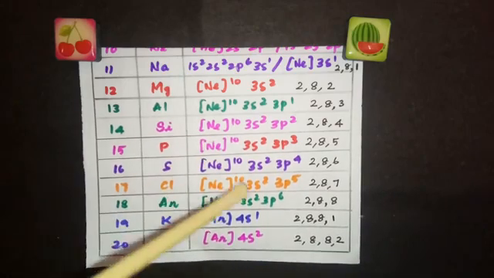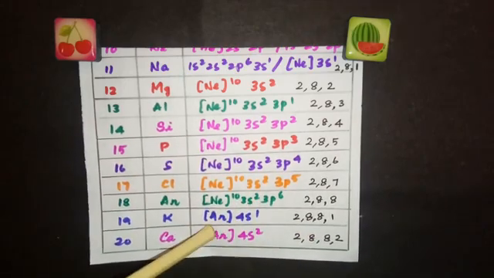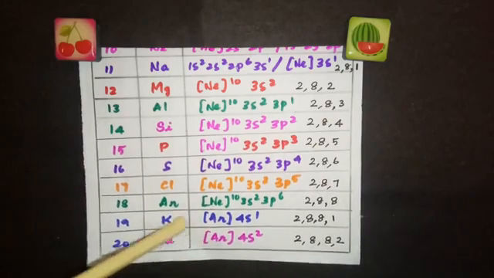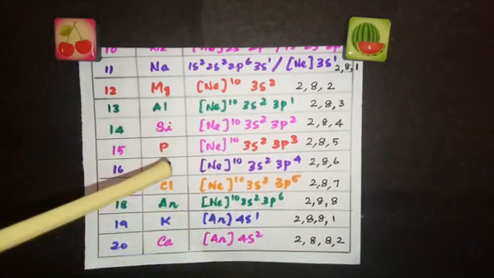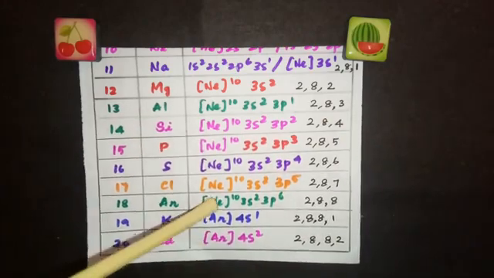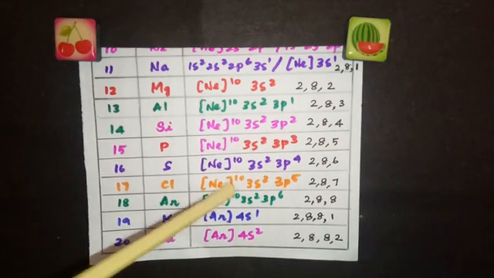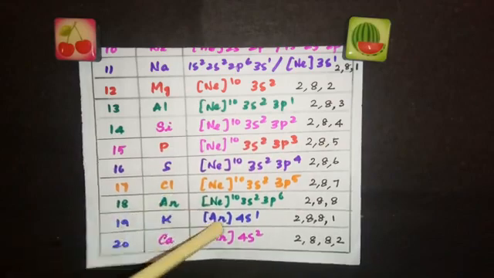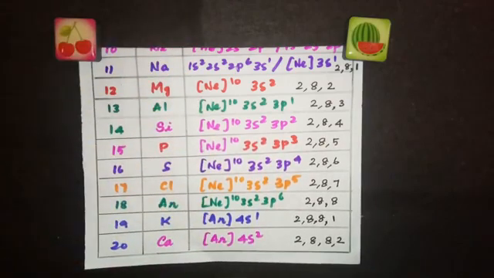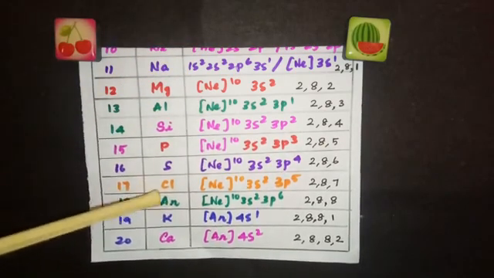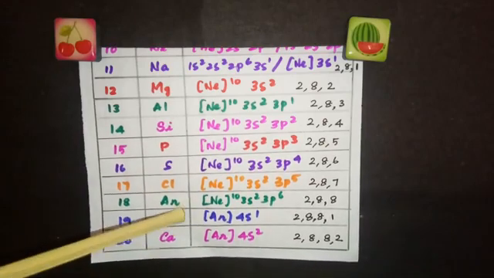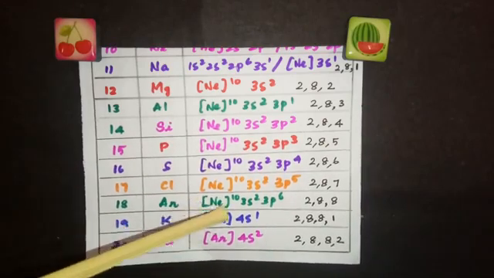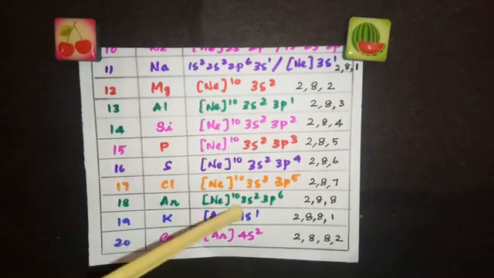So just like neon, we take argon as the easy way of representing the next element's electronic configuration. Just like how we wrote neon for 10 electrons, you can write argon for 18 electrons. Since argon is considered a stable element, we are representing the 18 electrons by argon's configuration.